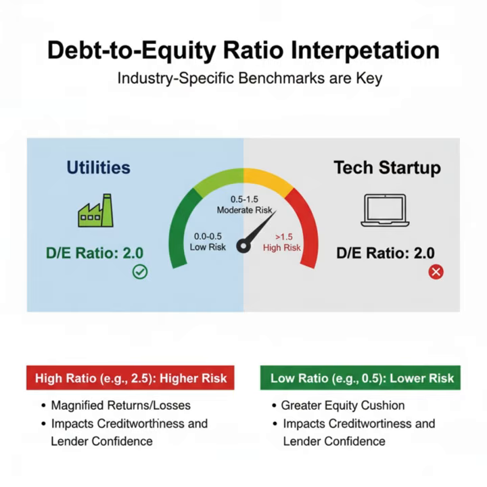A high ratio, let's say 2.5, signals that a company is funding a significant portion of its growth through debt. While this can magnify returns during boom times, it also amplifies losses when performance falters, making the company more vulnerable to interest rate hikes and economic downturns. It also negatively impacts creditworthiness.